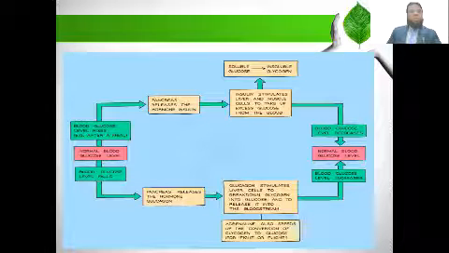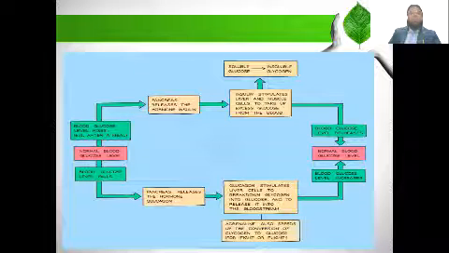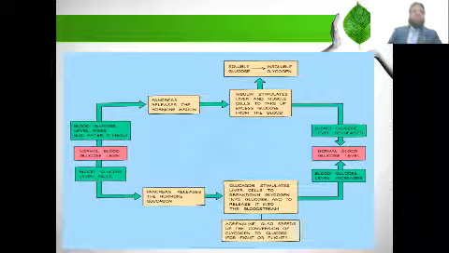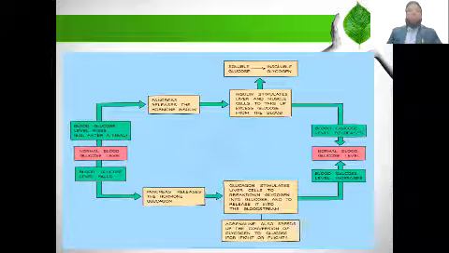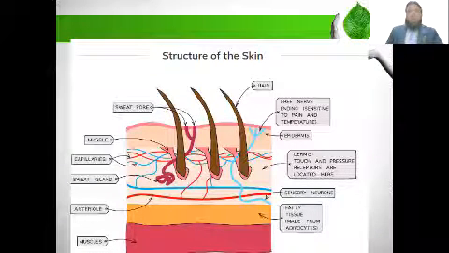Here, there is a flow chart which shows how the pancreas performs its job, in which condition it releases glucagon, in which condition it releases insulin, and what is the role of insulin and the role of glucose. We already have discussed it.